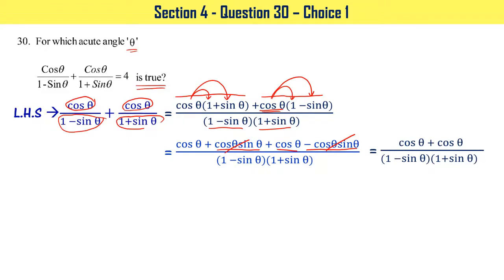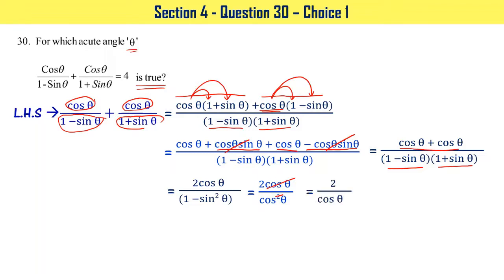Now I can write cos theta plus cos theta equal to 2 cos theta, and 1 minus sine theta times 1 plus sine theta can be written as 1 minus sine square theta, right? Let's do that. 2 cos theta divided by 1 minus sine square theta. We know 1 minus sine square theta is cos square theta, right? This is one of the identities. So let's write 2 cos theta divided by cos square theta. Now I can cancel this cos theta and this square, right? Now what you have is 2 divided by cos theta.